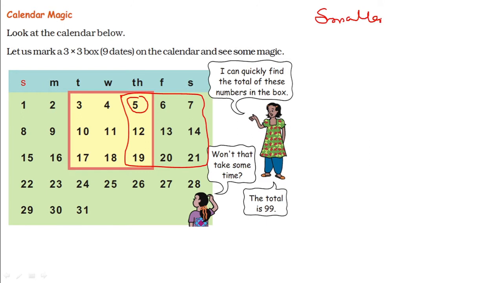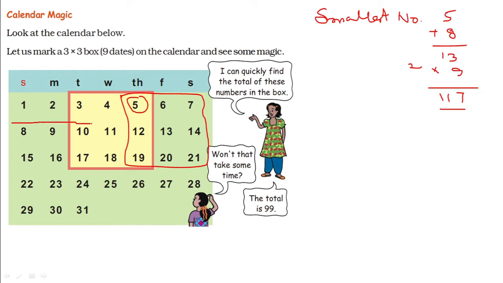Smallest number is 5. What we do? We just add 8 to this. 8 and 5, 13. And we just multiply by 9. 9 threes are 27, 9 ones are 9 and 2, 11. 117. So the sum of these 9 numbers is 117. We can do it for any square grid with 9 boxes.